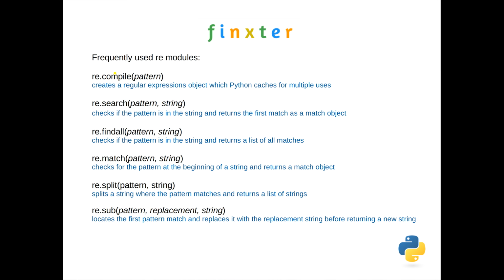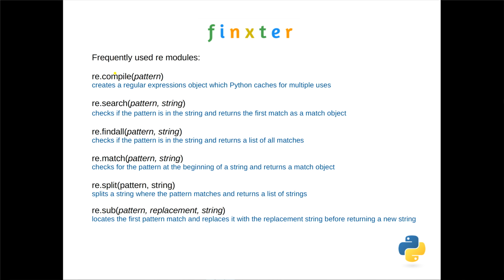So these are the frequently used functions. Compile, you've met. It's simply re.compile(pattern), and you saw us use that. It creates a regular expression object which Python caches for multiple uses. You saw us use search, and we just need to pass search the pattern and the string we wish to search, and it will return the first match as a match object, which is worth remembering, because the next one, findall, has the same layout except it checks the pattern and returns a list of all matches. So it depends how specific you want to get.